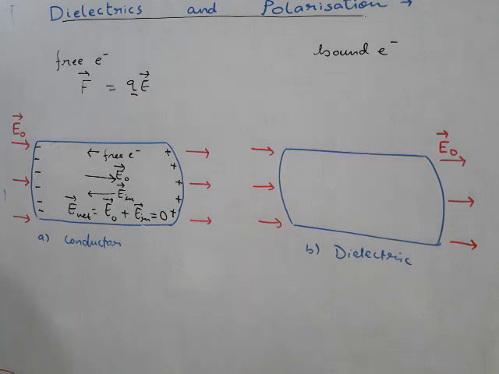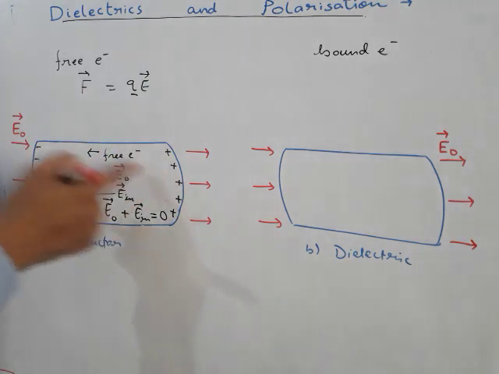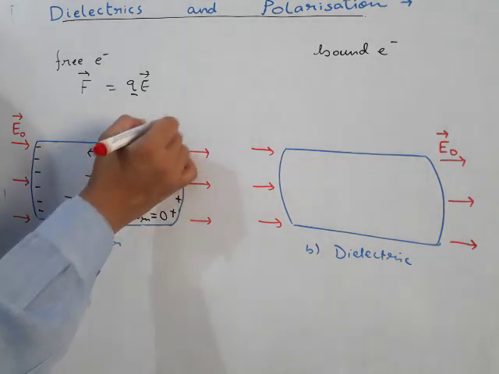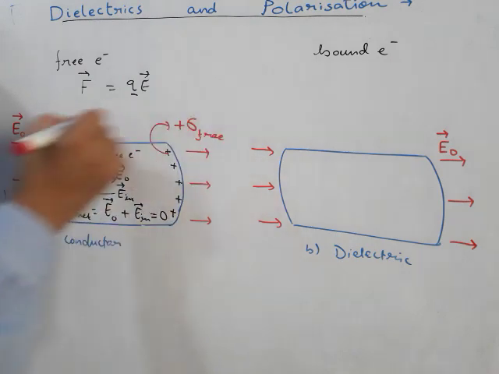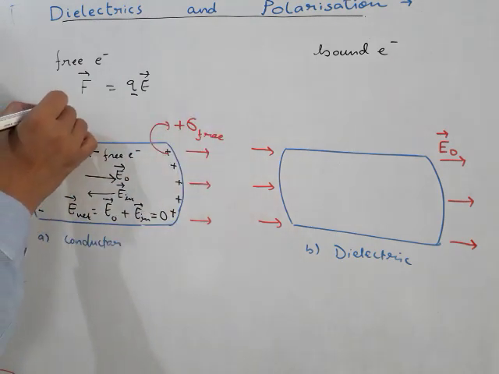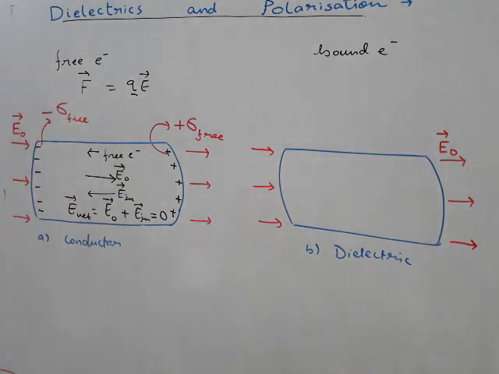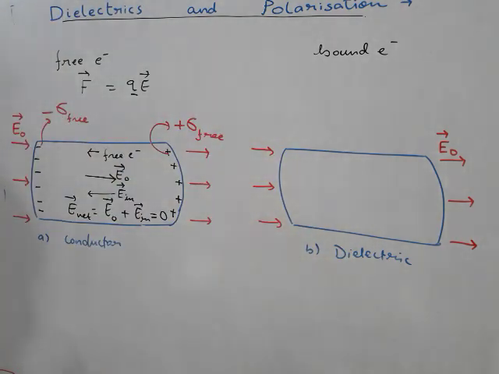Before that, let me tell you, these positive charges are due to the free electrons movement from this end to this end. So this charge density that is developed, we call them as plus sigma free, and here we can call them as negative of sigma free. Free here simply indicates the movement of free electrons. That has resulted in formation of these surface charge densities. In case of dielectric, let's see what happens.